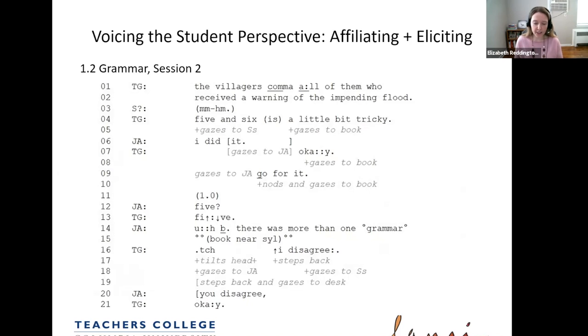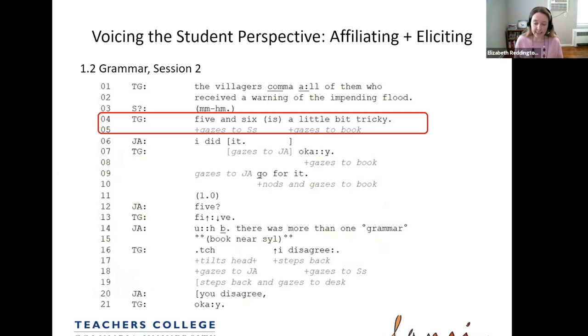All right, so we can see here that in line 4, which is the point at which the teacher could be expected to refer to item number 5 and elicit the next answer, he instead produces an assessment that characterizes the final 2 items, numbers 5 and 6, as a little bit tricky. So the teacher gives voice to a perspective that may well align with that of learners who are new to this topic, thereby validating that perspective and affiliating with students.